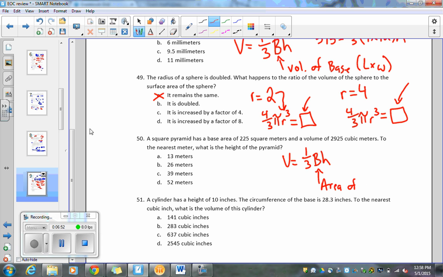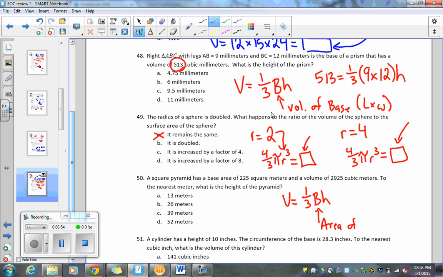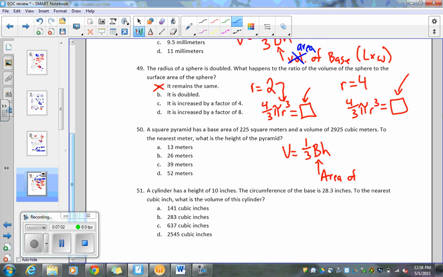I think going back to 48, I said volume of base, I meant area of base. So let me make that change real quick as you're watching this. I know you were probably yelling at the screen while I was doing that. My fault on that. Area of base.